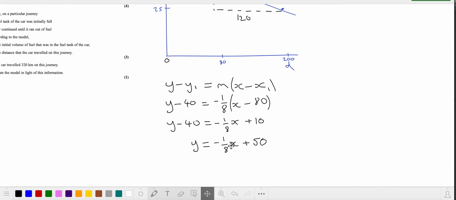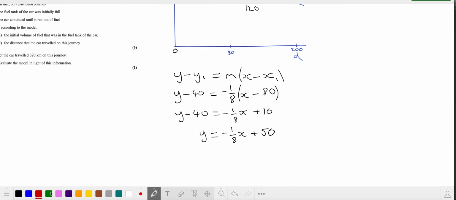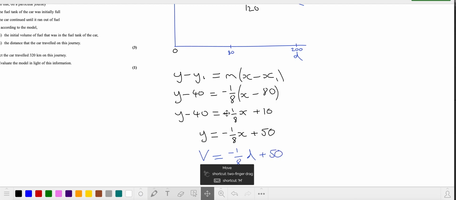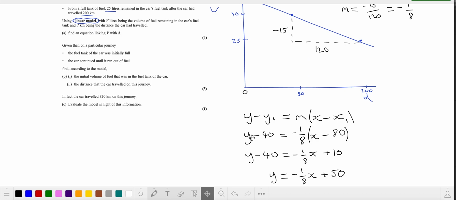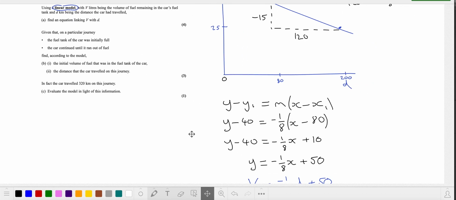Now I've done this in terms of y and x. Of course our model isn't in terms of y and x, so really all the way through this I should have been doing it in terms of V and D. But it doesn't matter, I'm just more used to writing this equation in terms of y and x. So in this final step we put back V and D as the parameters of our model: V equals minus 1/8 D plus 50. Simple. Okay, so we've done part A, find the equation linking V and D.